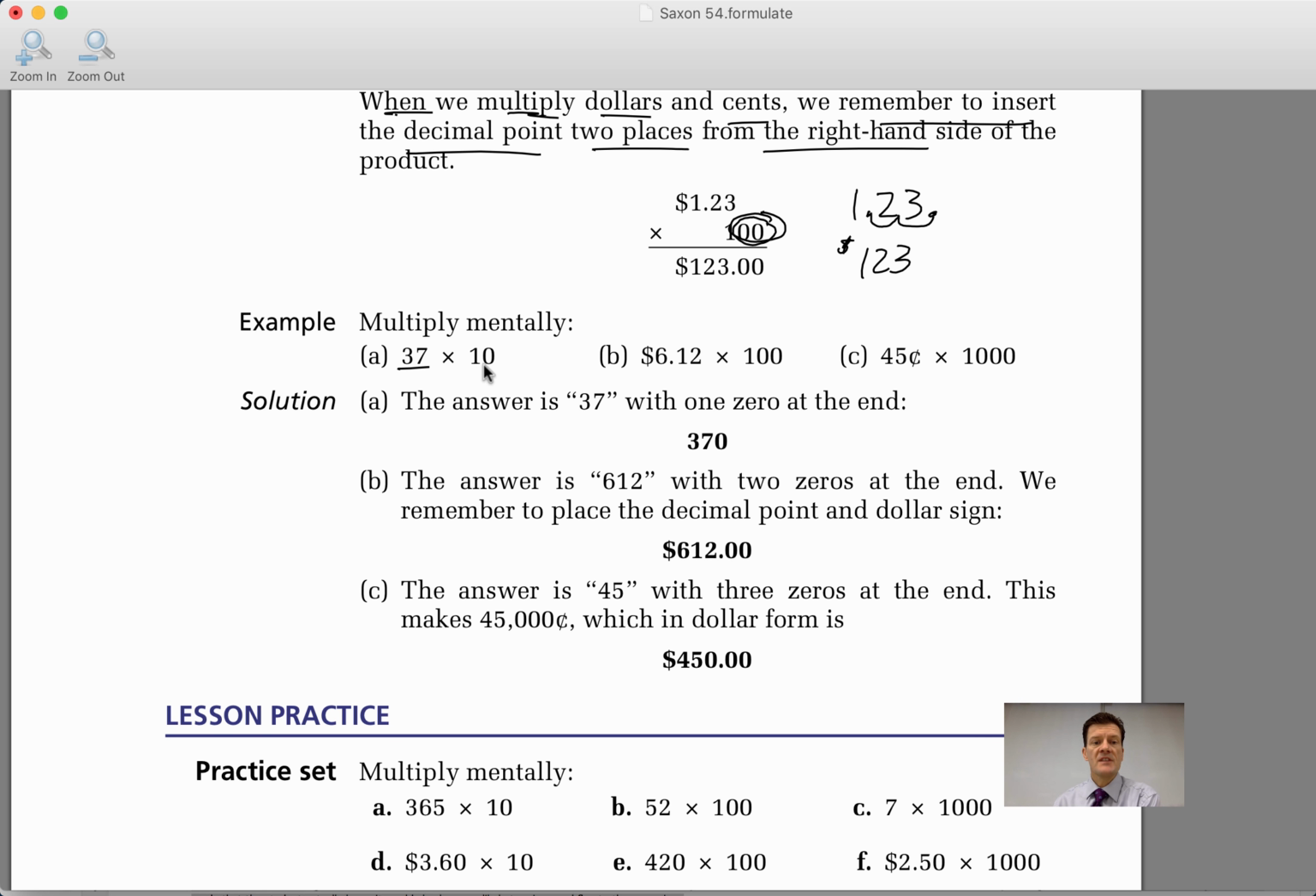So if I take 37 times 10, I know immediately that is going to be 370. $6.12 times 100, I know immediately if I move the decimal point over 2 places, that's going to be $612. 45 cents is 0.45 dollars, 45 hundredths of a dollar, times 1,000, 1, 2, 3, fill with a 0, and I get 450. Okay?